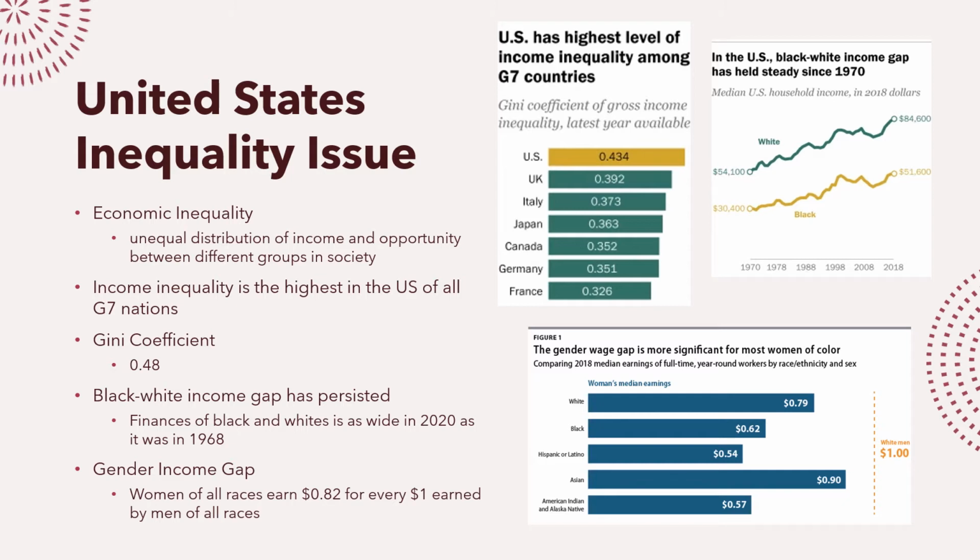There's also a huge black and white income gap, which has persisted. The gap in finances of black and white is as wide as it was in 1968. And to the right, you can see a graph of the household income in 2018 dollars between whites and blacks. Another income gap is between genders, as women of all races earn 82 cents for every dollar earned by men, which there's also a graph to show at the bottom.